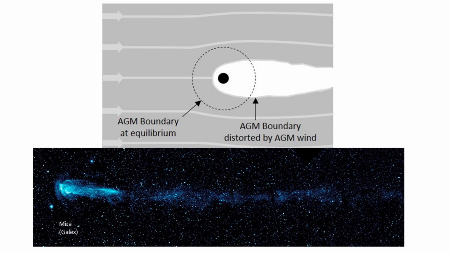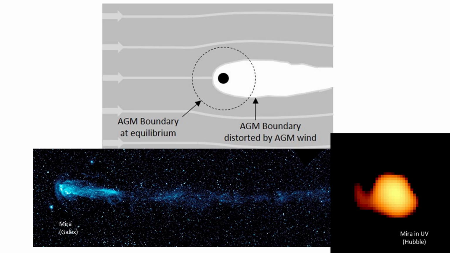This is the star Mira. Mira is moving quickly through the Milky Way galaxy, and it clearly has a drag tail behind it. So why does Mira have a drag tail when lots of other stars that are moving quickly do not? And the answer is that Mira is a binary system.